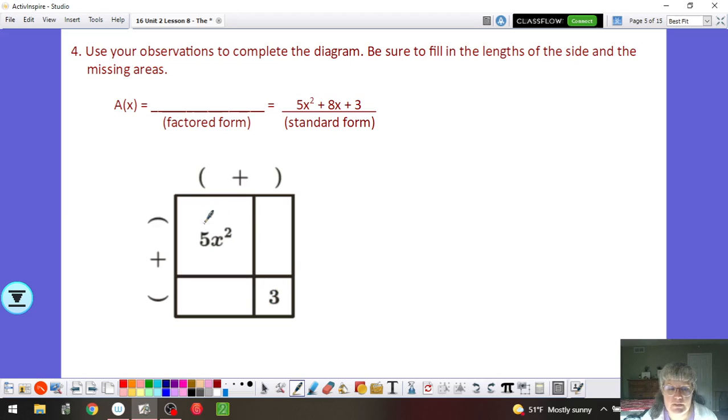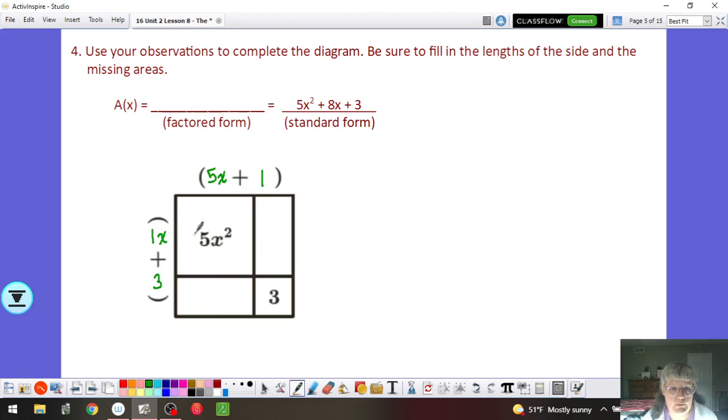Now, because 5 is a prime number, I know that 5 times 1 is the only way I can multiply and get 5. So we're going to have 5x times 1x gives us 5x squared. I also know that 3 is a prime number, and its only factors are 1 and 3. So I'm going to place the 3 on the same side as the 1x and the 1 on the same side as the 5x, and just see what happens with my model.